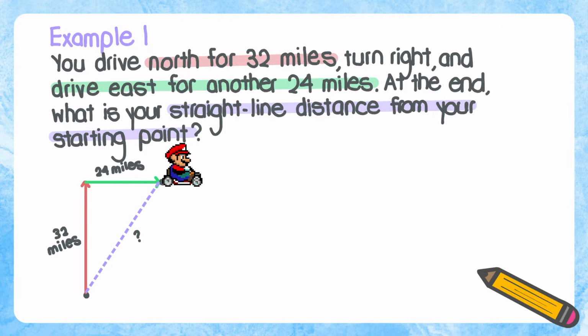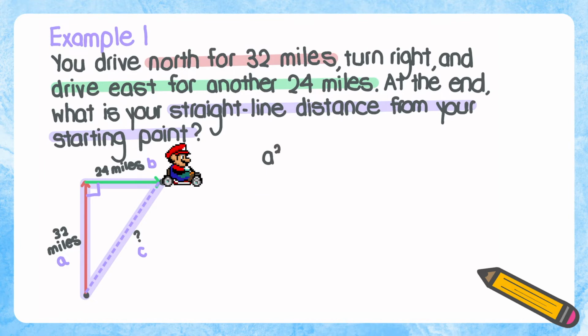Well, now that we've visualized the problem, we see that this problem actually creates a right triangle. So like this, we have the right triangle shape. We have the right angle right here. So what are the triangle's legs? And what's the hypotenuse? The driving north and driving east gave us our legs for this triangle. So I'm going to label them A and B. So A equals 32, B equals 24, and C is the unknown hypotenuse.